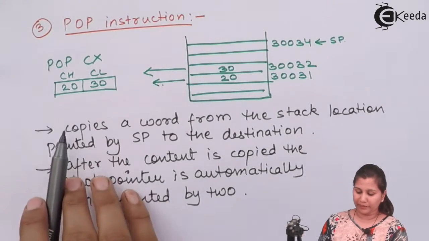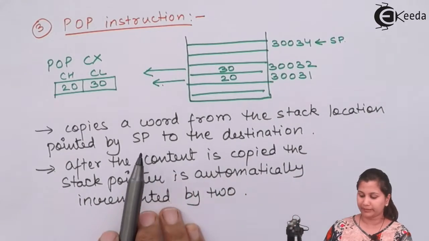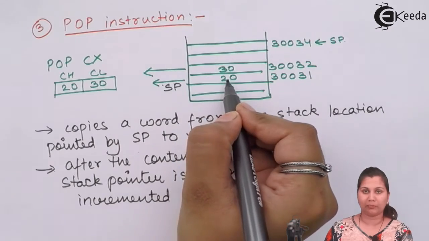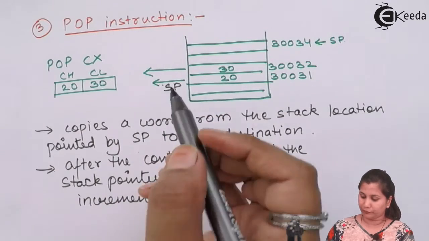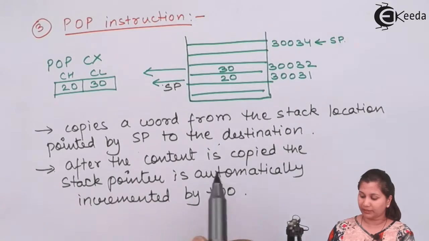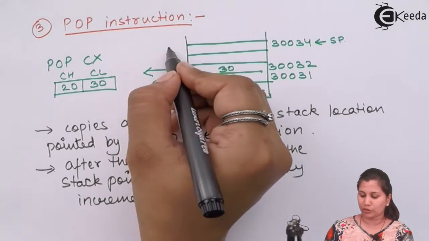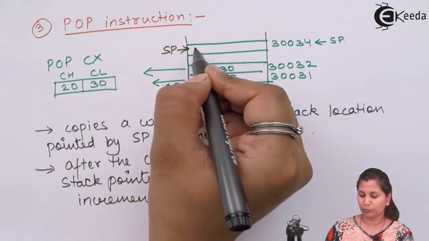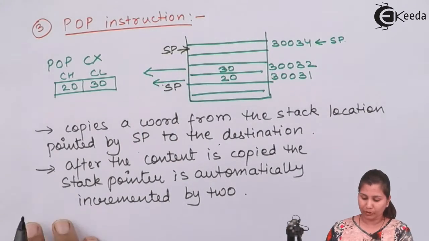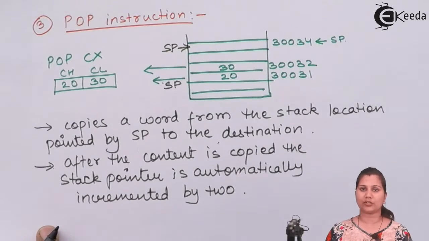So this pop instruction copies the word from the stack location which is pointed to by the stack pointer, because now the stack pointer is pointing to this memory location. From this it will be copied into the destination, and when the content is copied the stack pointer is again decremented by 2. So now the stack pointer is going to point at this memory location. Okay, so this is the pop instruction. Push and pop are used in the case of stack.